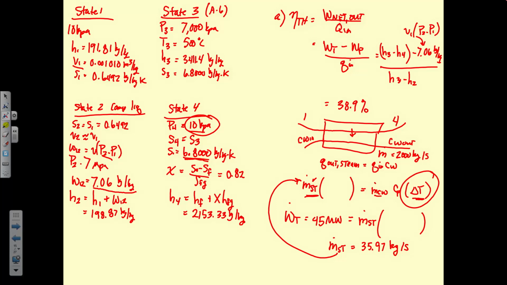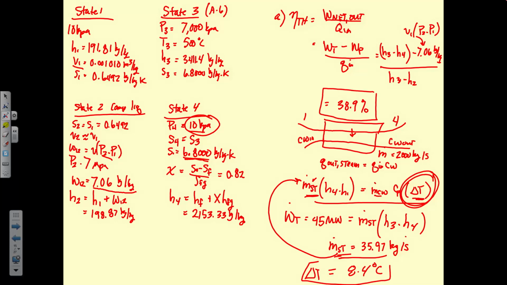Okay, so the mass flow rate of the steam through the condenser is H4 minus H1. That one is correct. But the mass flow rate of the steam through the turbine is H3 minus H4. So make sure you correct that in your notes. Okay, so we solved for the mass flow rate of the steam. Plug that back into this equation, we can solve for this delta T, which is equal to 8.4 degrees Celsius. So we have our thermal efficiency, we have our mass flow rate, and we have our delta T.